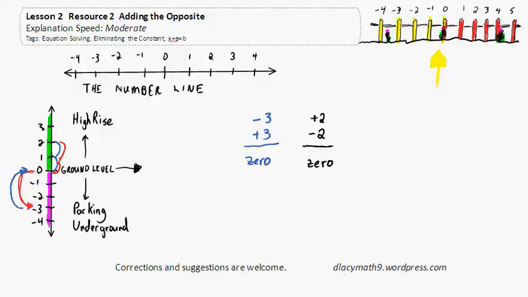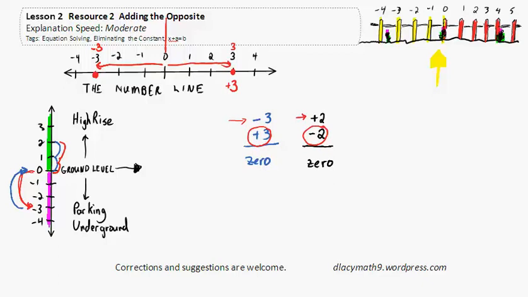If this number here, 3, is on the number line, its opposite is the same distance below, on the other end of the number line. So -3 is the opposite, essentially on the opposite side of 0. Here I have added the opposite of -3. Here I have added the opposite of +2.